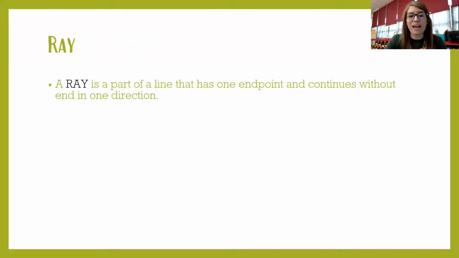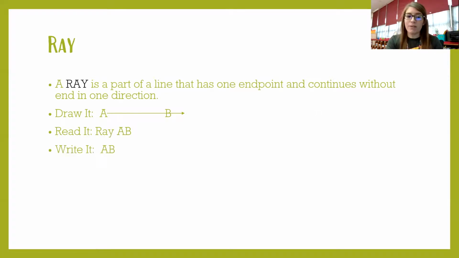Then we've got a ray. A ray is a part of a line that has one endpoint and continues without end in one direction. So you would draw it like this. Here is one endpoint, and then as you can see over here, the arrow goes on forever in one direction and not both. We would read it ray AB, and we would write it like this, AB, and then the ray symbol over top of it. And then this is what it looks like.